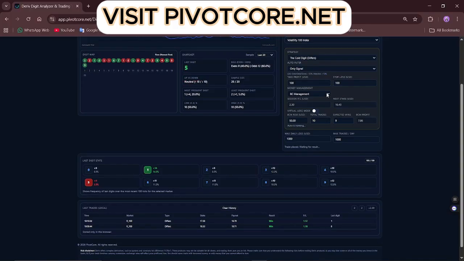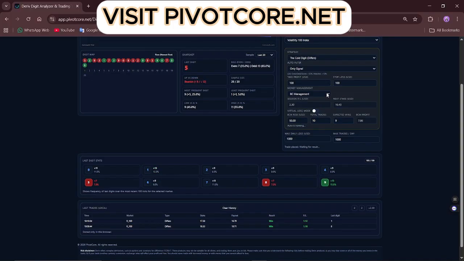First, let's talk about the platform. PivotCore is an advanced automated trading tool that connects directly to your Deriv account. The beauty of this system is that it removes human emotion, the biggest enemy of any trader. Whether you are a beginner or a pro, PivotCore simplifies the process. It offers various bots and strategies, but today we are focusing on one of the most consistent performers, the digit differ strategy. This platform is built to execute trades with precision, speed, and logic that manual trading simply can't match.